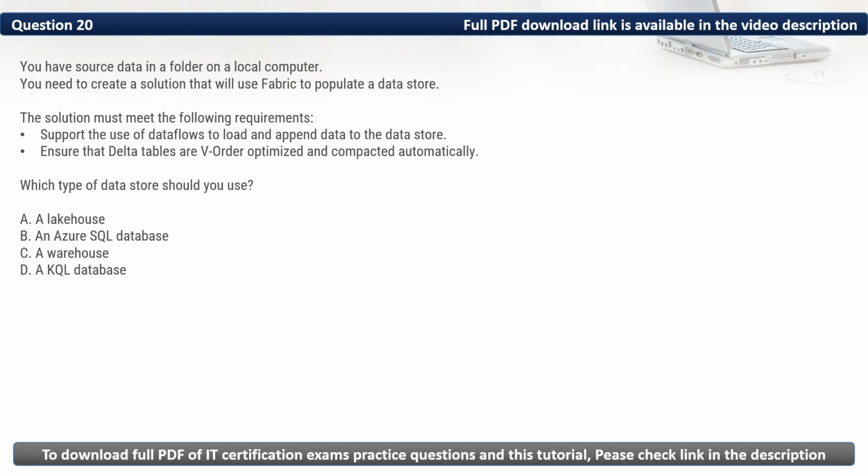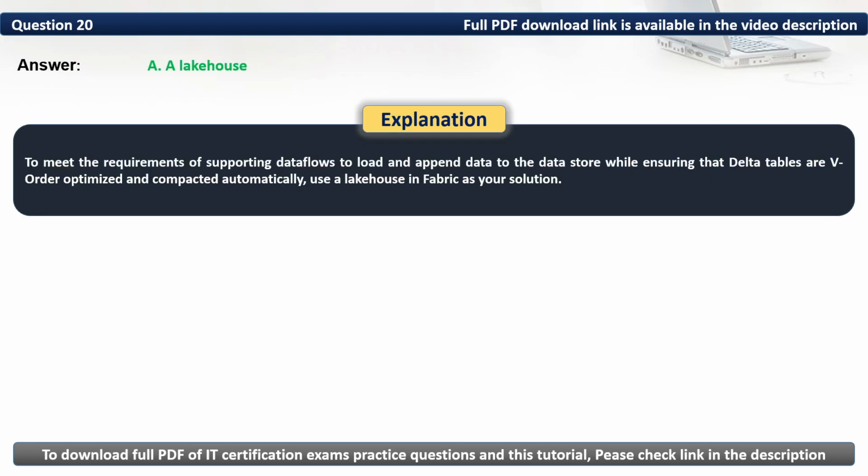Here in this question, we need to create a solution that will use Fabric to populate our data store while meeting the given requirements. As such, we should use Lakehouse. Thus, the correct option is A. To meet the requirements of supporting dataflows to load and append data to the data store while ensuring that delta tables are V-order optimized and compacted automatically, use a lakehouse in Fabric as your solution.